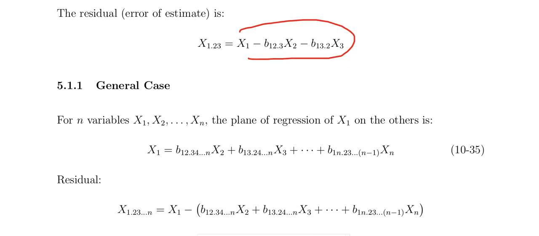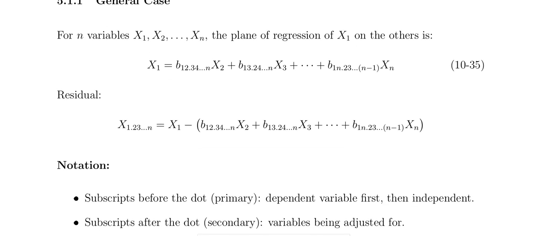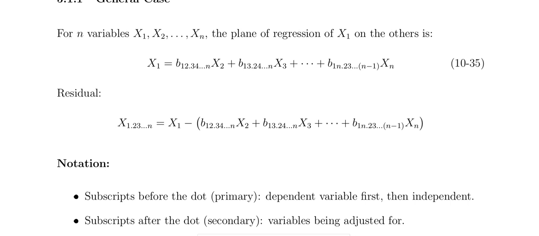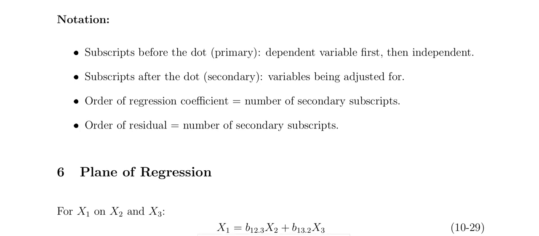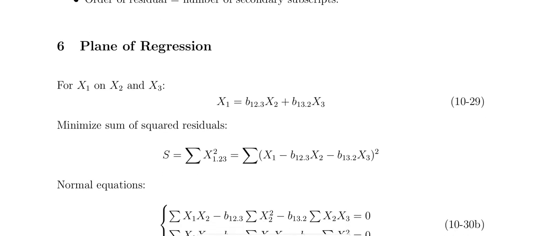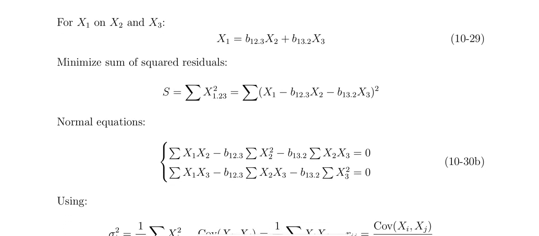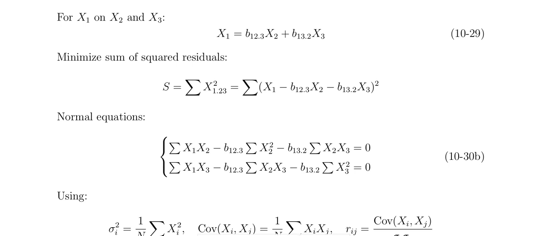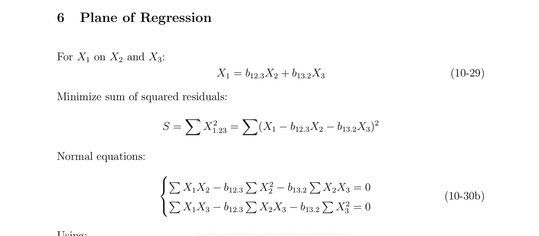So in the general case, we take n random variables. The plane of regression of x1 on the others, that is called the lines of regression. And a plane of regression of x1 on x2 and x3, we have already seen that. So that is called x1. For x1 on x2 and x3, minimize the sum of the squared residual. That is called s equal to x1.23 whole square.